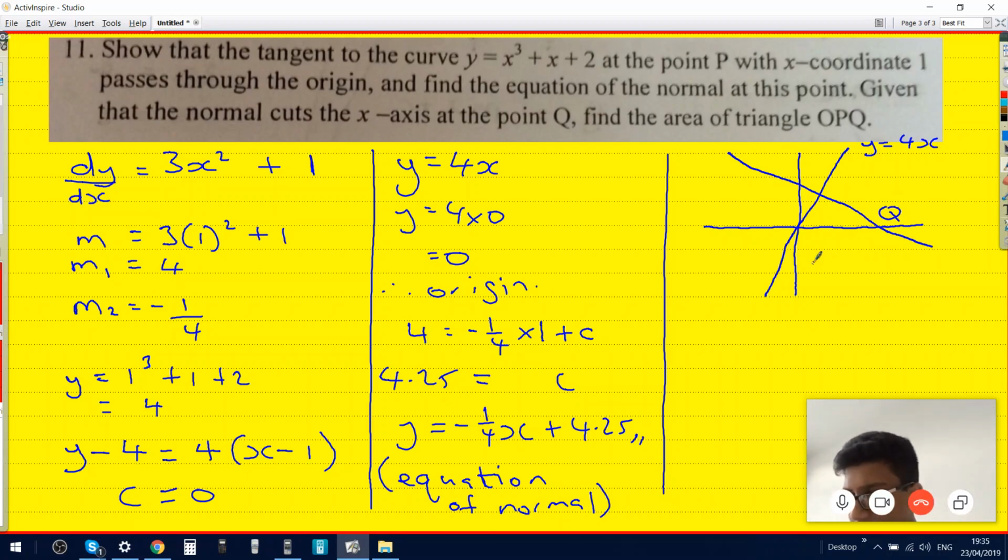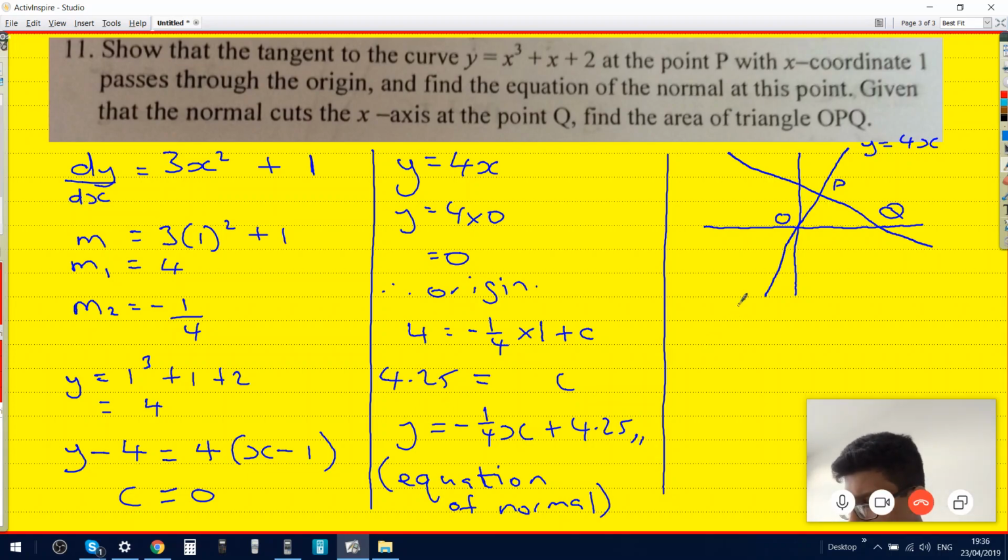Okay, so we're trying to find the point Q. So the normal cuts the x-axis at point Q. Find the area of triangle OPQ. So then this Q here. Yes. So how do I find Q? So y equals minus a quarter x plus 4.25, yeah.